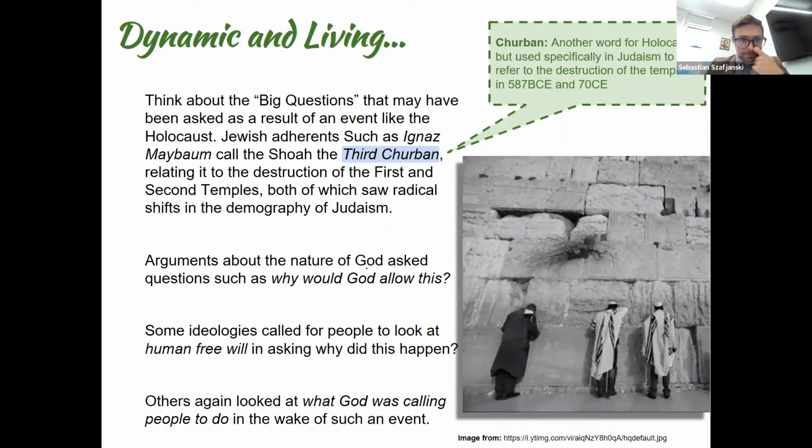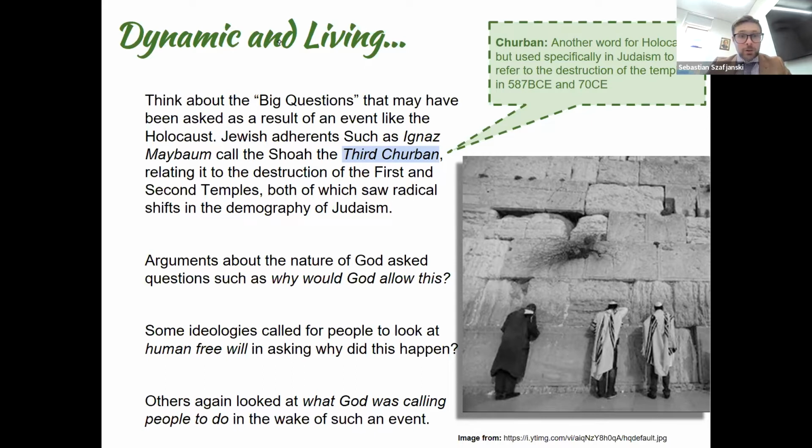So when we talk about dynamic and living, it's important to remember that we're thinking about those big questions. You know, how do religions answer those big questions that change from age to age? But specifically now, we're looking at the big questions as a result of this big event of the Holocaust.